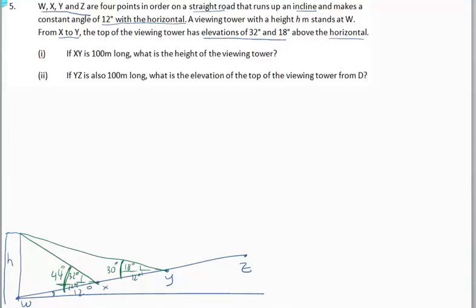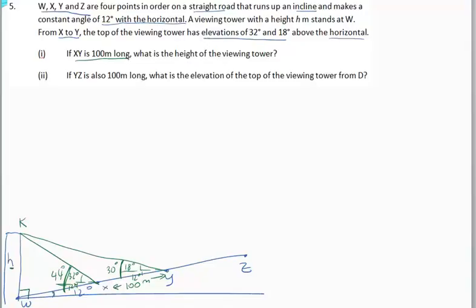So now we're told XY is 100 meters long. So this length here, XY, is 100 meters. We want to know what is the height H of the viewing tower. Just to make things a bit simpler, we're going to label this point here K, just so we can label our triangles nicely. If we look at triangle WXK, our H is on there and we have one angle, but we need more angles or more lengths, so that doesn't help us a lot.